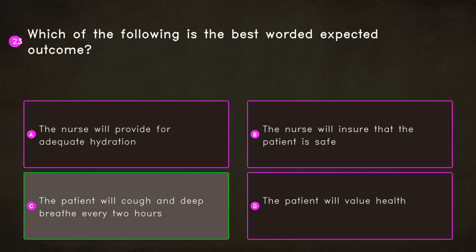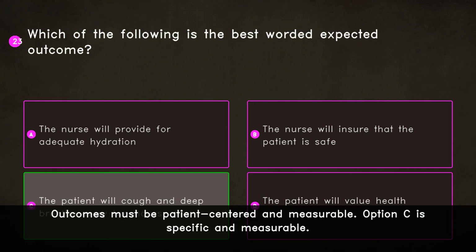The correct answer is the patient will cough and deep breathe every 2 hours. Outcomes must be patient-centered and measurable. Option C is specific and measurable.